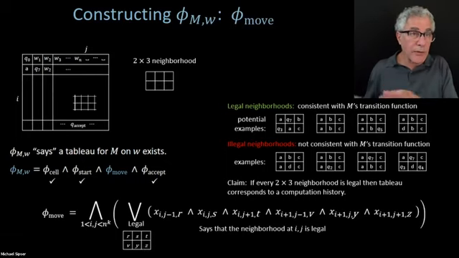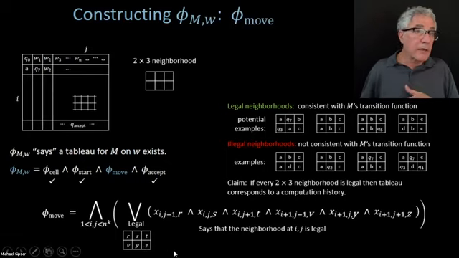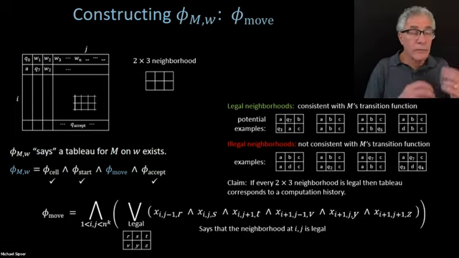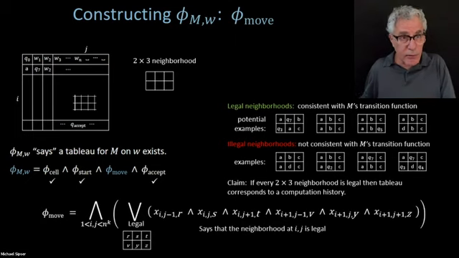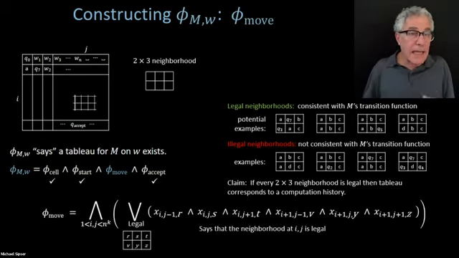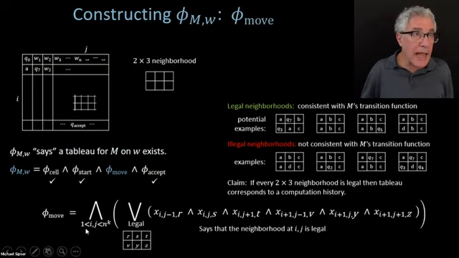And for each one of those legal neighborhoods, I'm going to say the variables are set according to that legal neighborhood, or the variables are set according to the next legal neighborhood, or the next one, and do that 100 times. One of those has got to work, because it's an OR. Otherwise, the formula fails and will be false. Because you're going to now AND that over all of the neighborhoods in the picture.